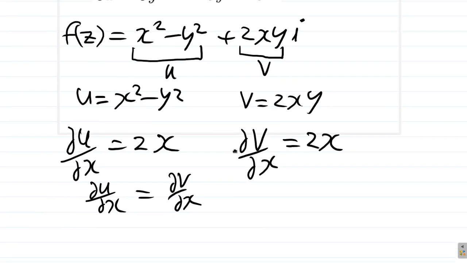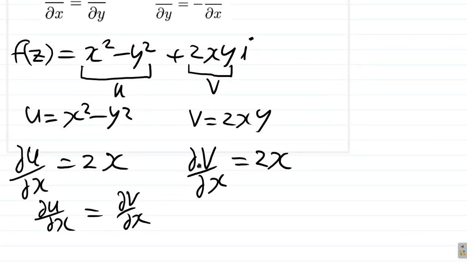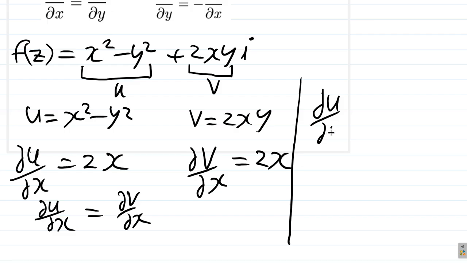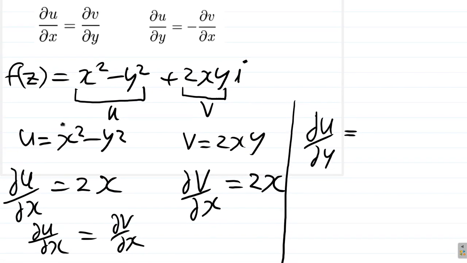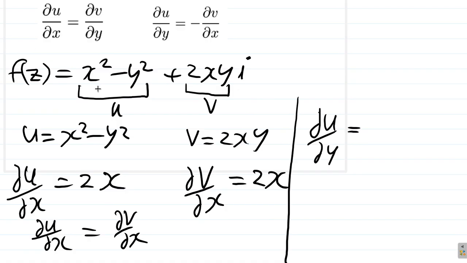Partial u by partial y, what is it? Let's try it over here. Partial u by partial y is what? If you differentiate u with respect to y, you get negative 2y.